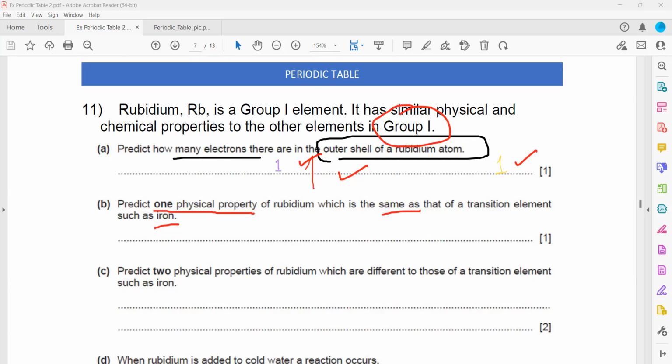Why we cannot say malleable? Because group 1 metals are relatively soft. So when we apply the force, they are relatively brittle rather than malleable. Like when we apply the force, we can easily break them, cut them. Instead, you can mention it has a metallic luster or a shiny surface. Or you can mention both are solid at room temperature. You can mention both can conduct electricity.